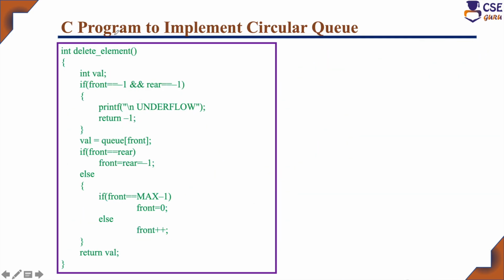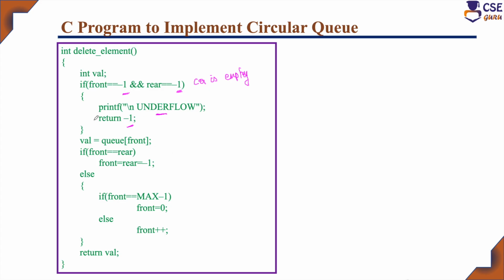Next, the delete operation in a circular queue. Here, if front is equal to minus 1 and rear is equal to minus 1, the circular queue is empty. In an empty circular queue, you cannot perform the delete operation, as there is no element in the circular queue. So it will return an underflow message and return the value minus 1.